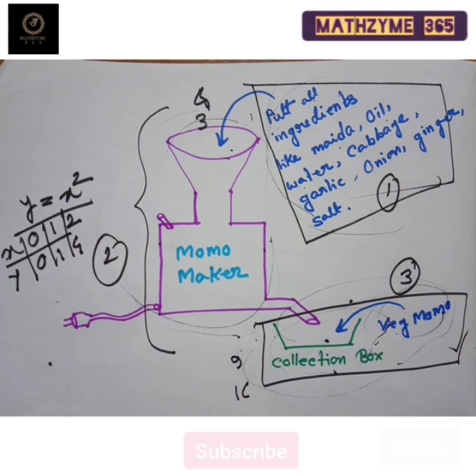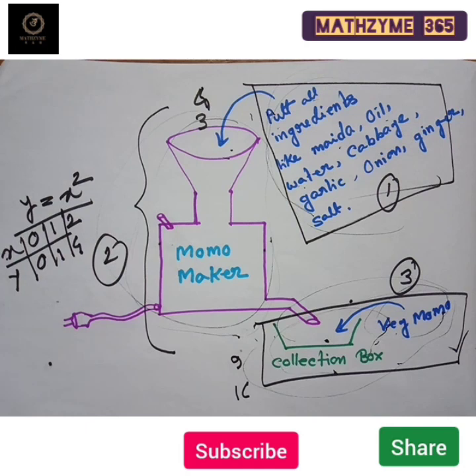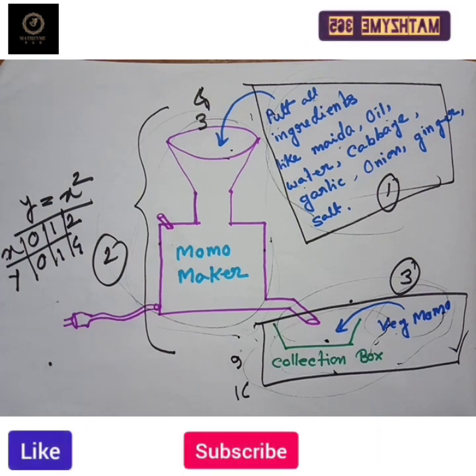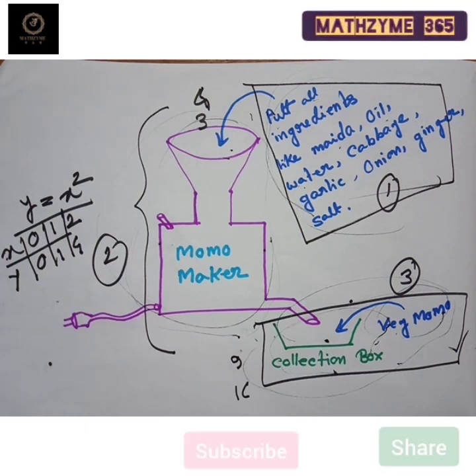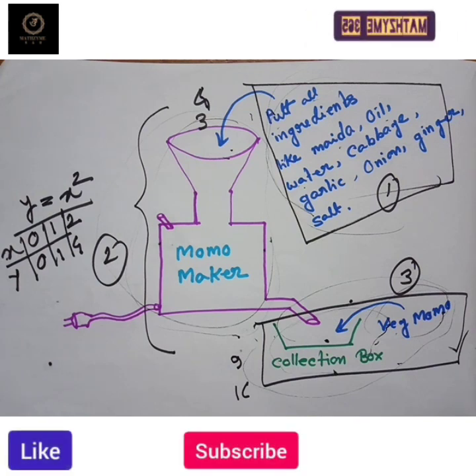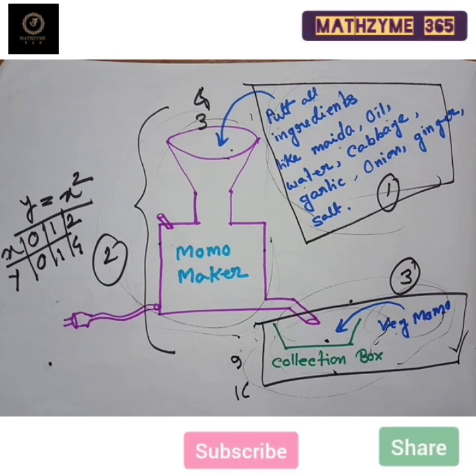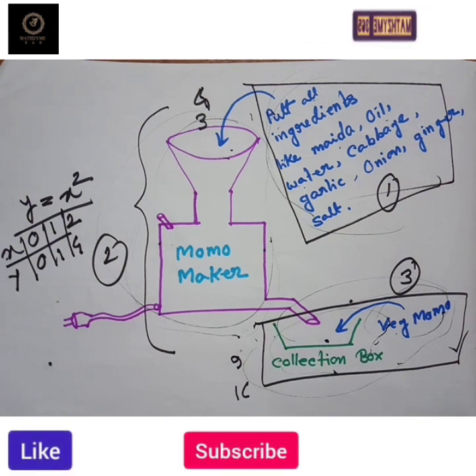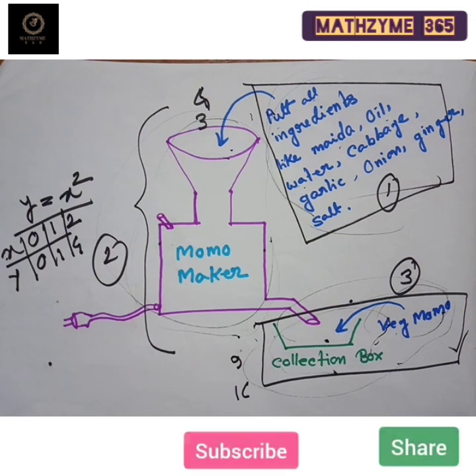Hence, you may assume that there exist some rules in this machine which make momo. Now, what is a rule? You may say that a rule is nothing but a method or relation or correspondence between any two or more quantities or entities.